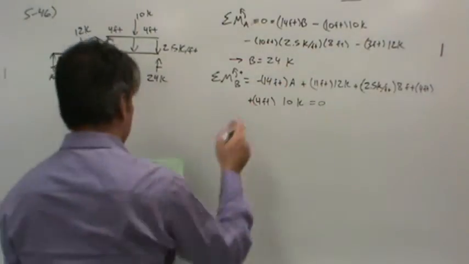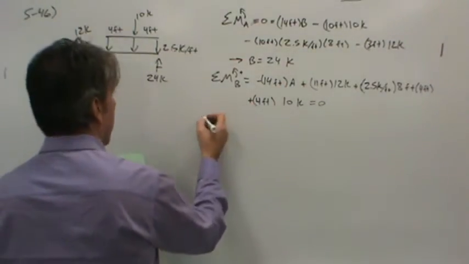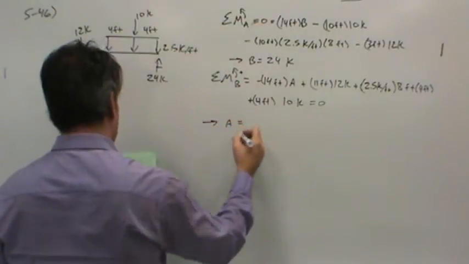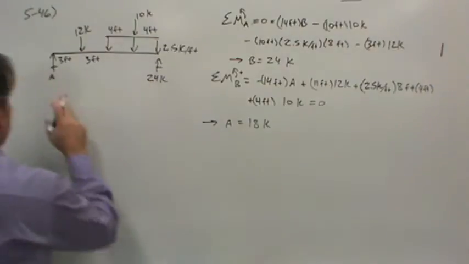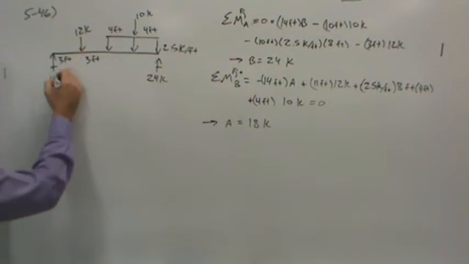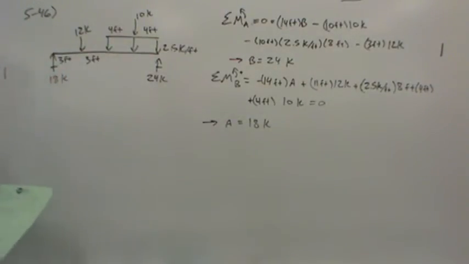Notice A is the only unknown. If you solve for A, what you find is that A is equal to 18 kips. So let's write that in. So 18,000 pounds.